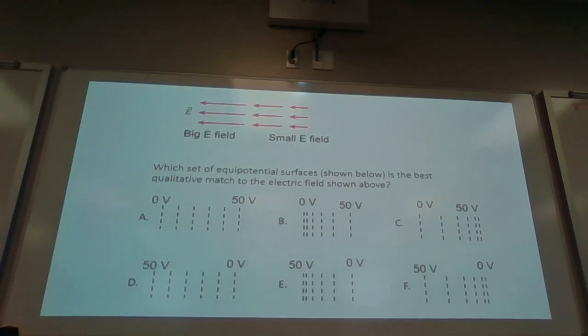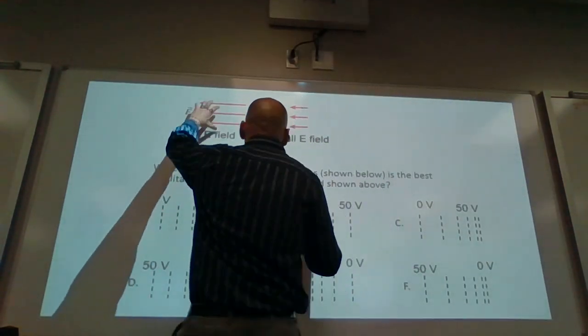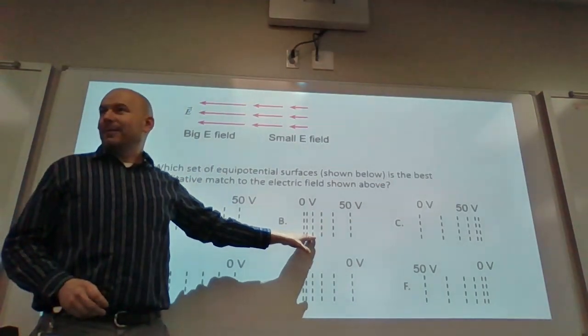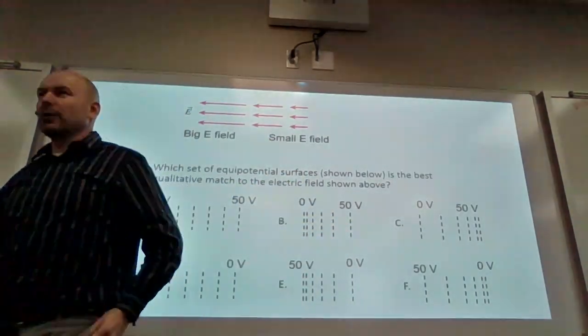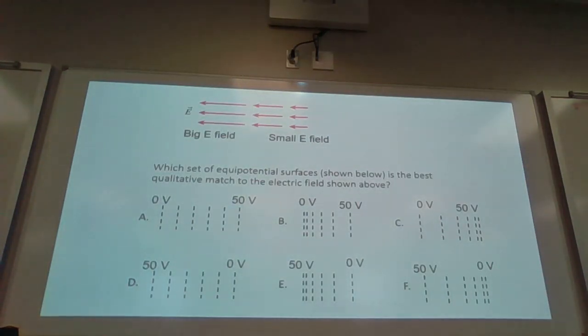Fine, yes. Correct answer is B. Okay. Here it's a strong field. The lines are close together. It's steeper. Electric fields always point downward to a lower electric potential. The arrows are longer.